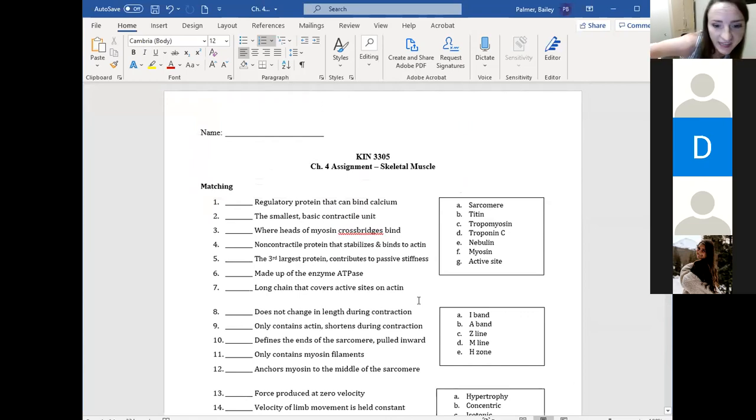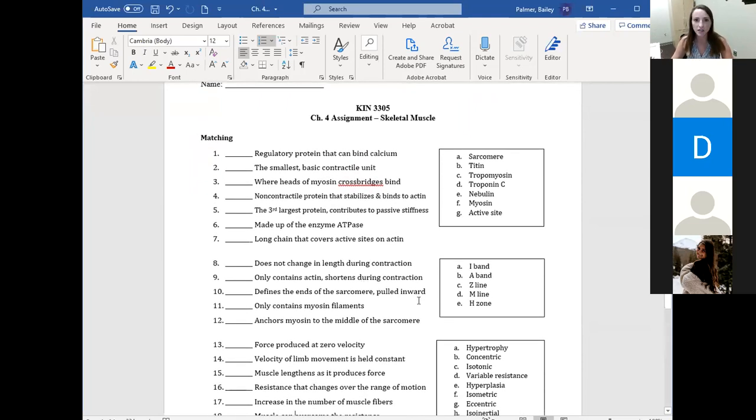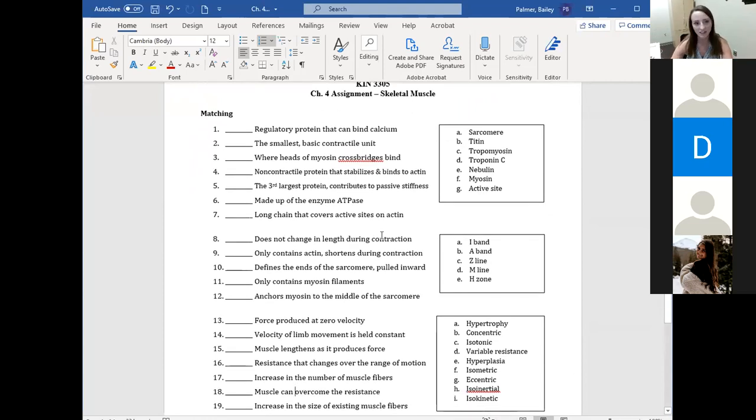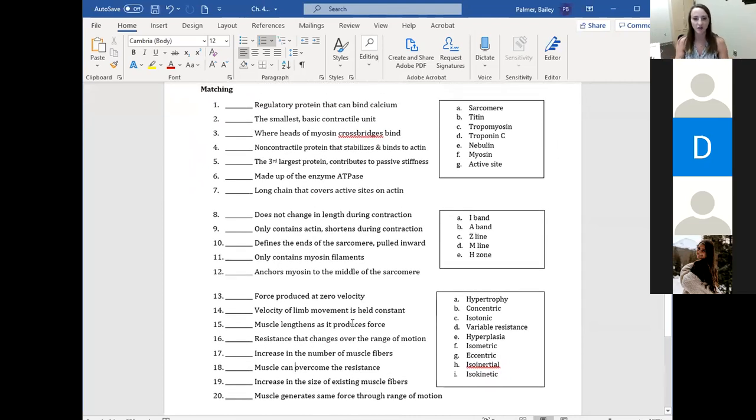I will say one thing that is helpful: if you haven't already completed this worksheet, go ahead and do so. This is under chapter 4, in handouts. It's a matching worksheet that helps you with the definitions. This chapter has a lot of definitions. There are 20 questions here. So I would go ahead and try to match this without using your notes. This is another helpful studying tool.